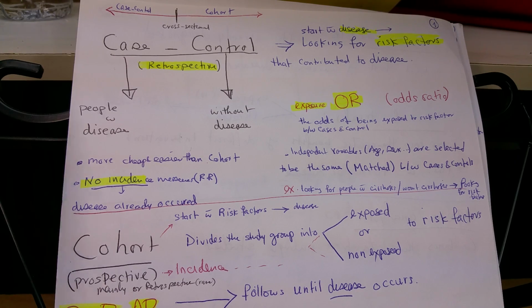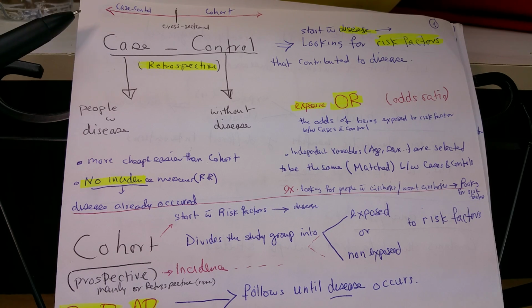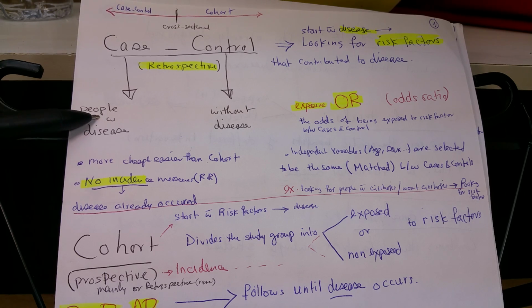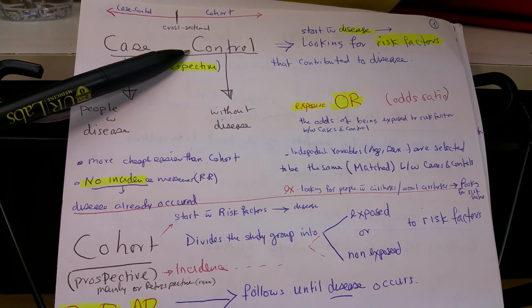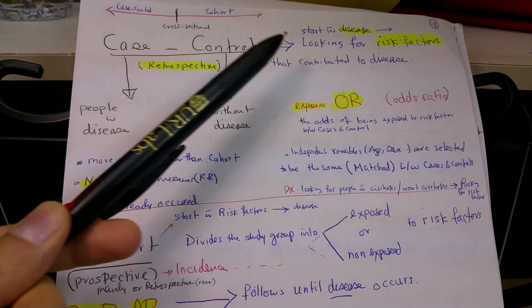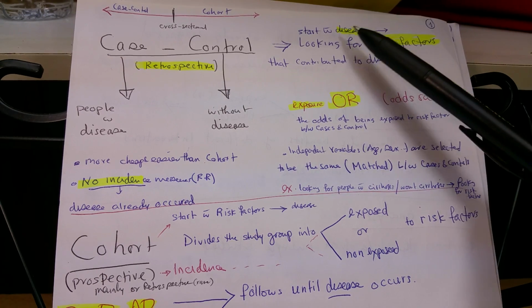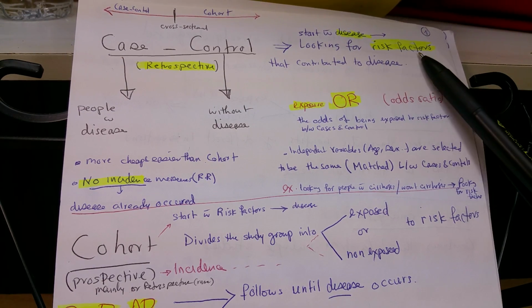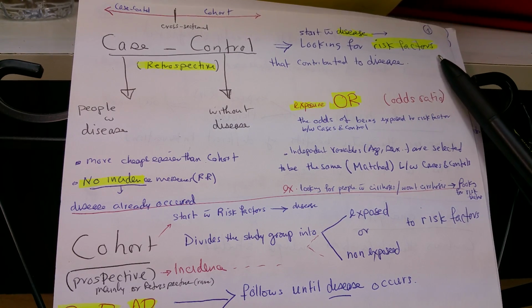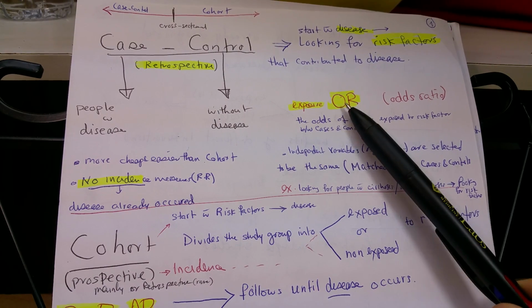So case control, as we said, is a retrospective study. The name makes it easy: we have cases, people with the disease, and we have controls, people without the disease. So we start with the disease and go look for risk factors of that disease. We use something called the exposure odds ratio to measure it.